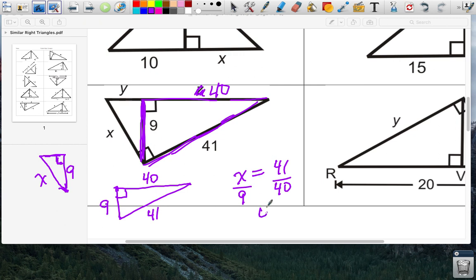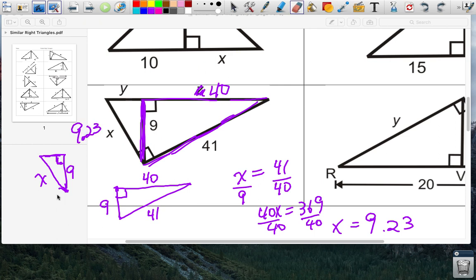So 40x equals 369, I think. Divide by 40, divide by 40, and x is going to give us a nice ugly number, 9 point something, 9.225. Ugh. Let's just write 9.23. Yuck. And that's x. 9.23.